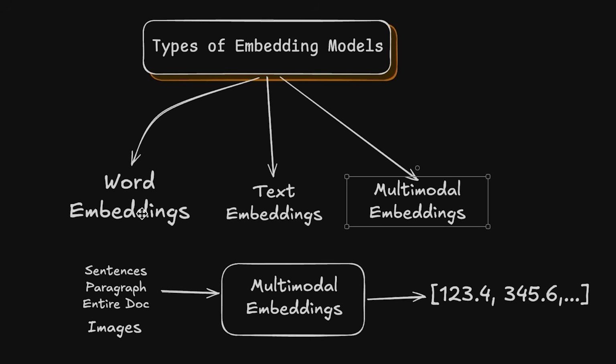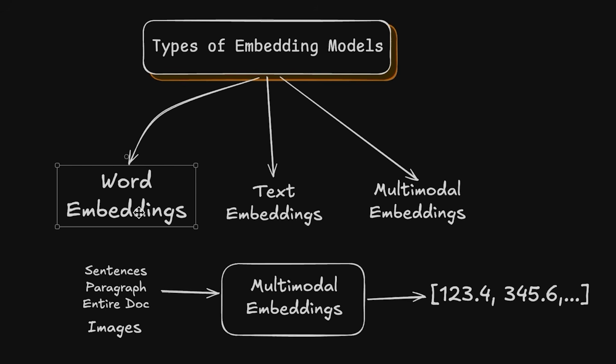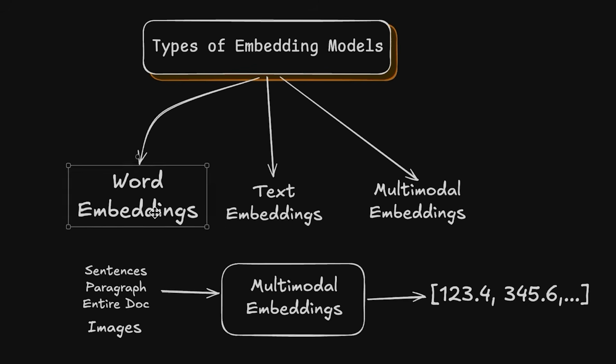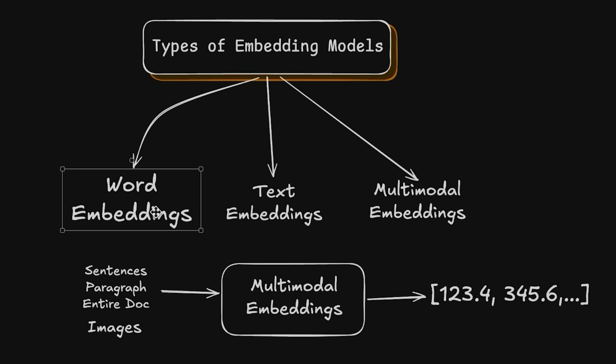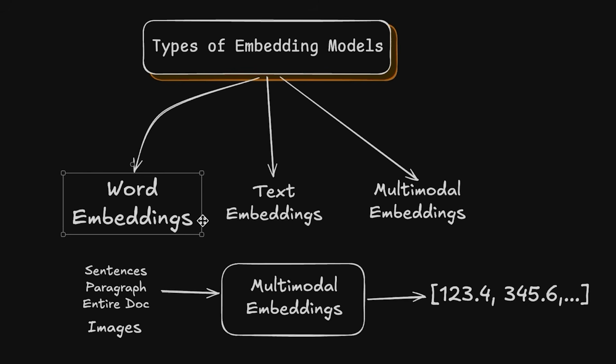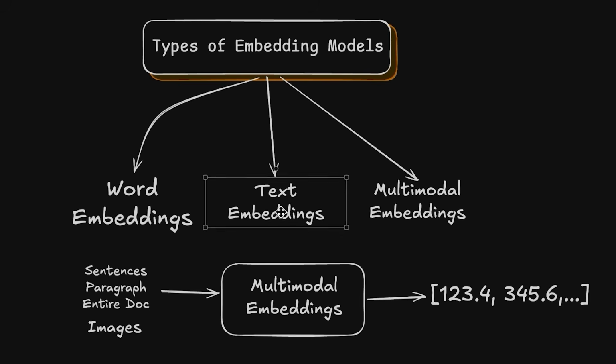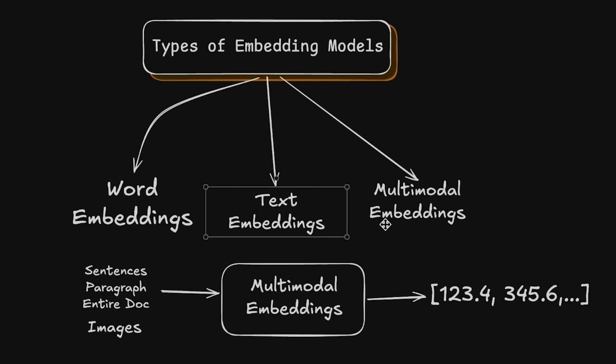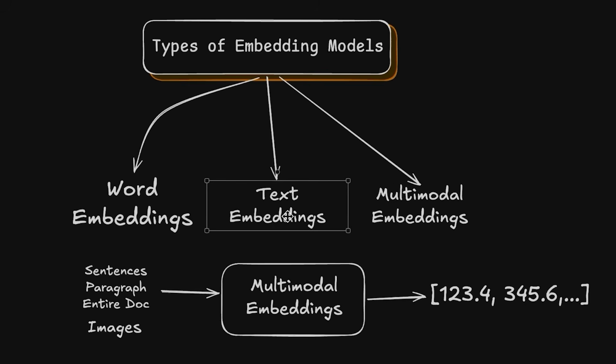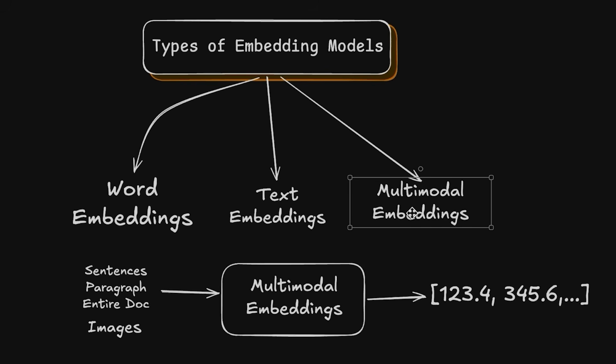Now, nobody uses word embeddings because this was just the inception of embedding models, but it led into several more researches, and the outcome was we came up with text embedding models and multimodal embedding models. Nowadays, mostly you would be using text embedding models and multimodal embedding models in your vector database pipeline to build semantic search.